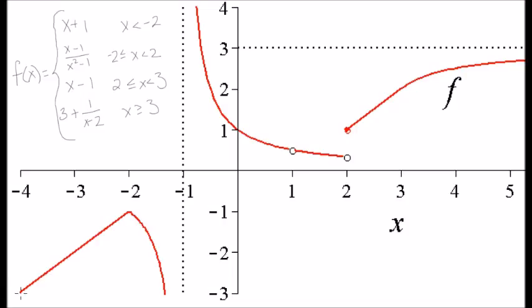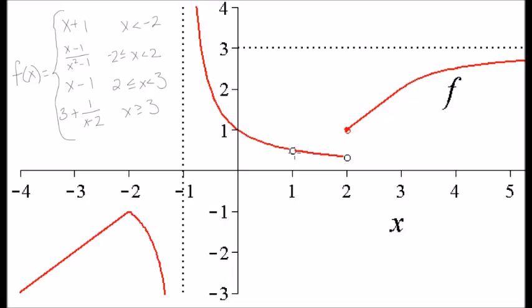So some things to notice. You have x plus 1 over this region. At -2, the function is continuous, but it suddenly turns a corner. So while it is continuous at this point, at -2, the function is not differentiable. You have an asymptote for (x minus 1) over (x squared minus 1) at -1, where it goes to negative infinity from the left and to positive infinity from the right.